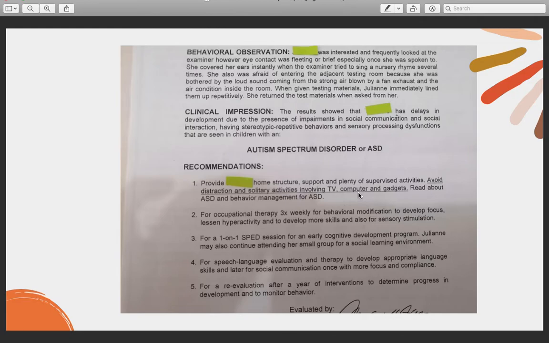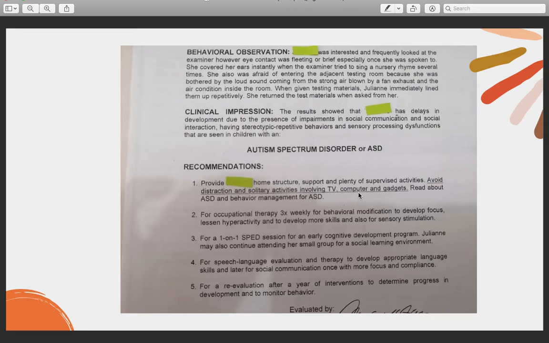The child was interested and frequently looked at the examiner. However, eye contact was fleeting or brief, especially once she was spoken to. She covered her ears instantly when the examiner tried to sing a nursery rhyme several times. She also was afraid of entering the adjacent testing room because she was bothered by the loud sound coming from the strong air blown by a fan exhaust and the air condition inside the room. When given testing materials, the child immediately lined them up repeatedly. She returned the test materials when asked from her. So ang impression dito is that the child has ASD or Autism Spectrum Disorder.